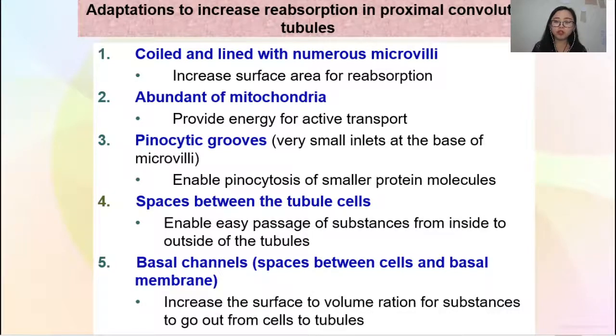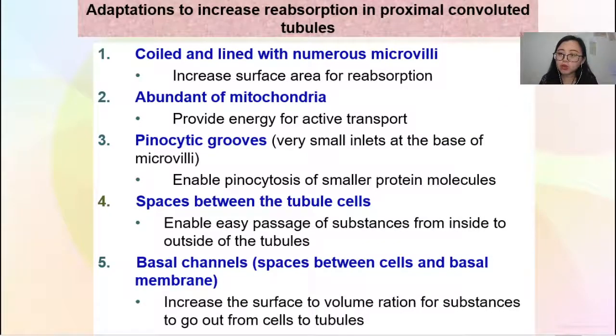The proximal convoluted tubule also has an abundance of mitochondria, which provide energy for active transport. It also has pinocytic grooves, which are very small inlets at the base of microvilli. Dia ada macam teluk, macam ada tempat melengkung sedikit. So it enables pinocytosis of smaller protein molecules. Tempat yang melengkung masuk sikit tu, dia akan boleh ngap, ambil, minum sedikit smaller protein molecules.